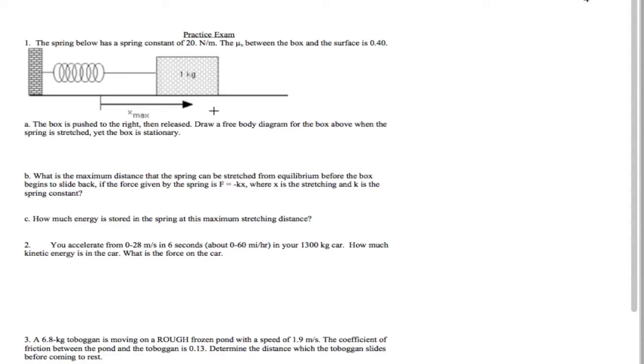All right, question number 1 from the practice exam. We want to draw a free body diagram in part A. So we're going to have normal, we're going to have weight, we're going to have the friction force, and we're going to have the spring force pulling the spring back towards the wall here. And of course friction opposes that, that's why we have the directions.